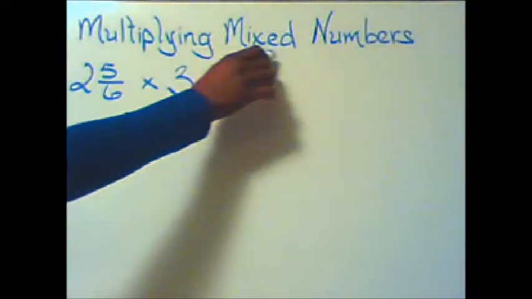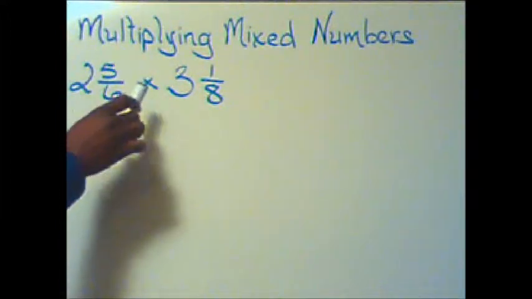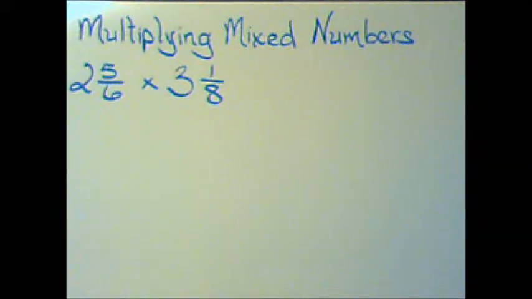Today we're multiplying mixed numbers. Our mixed numbers are 2 and 5/6 times 3 and 1/8. There are two ways that we can solve this problem.